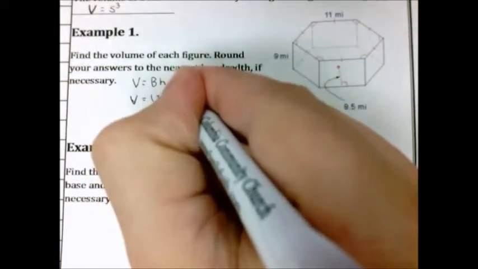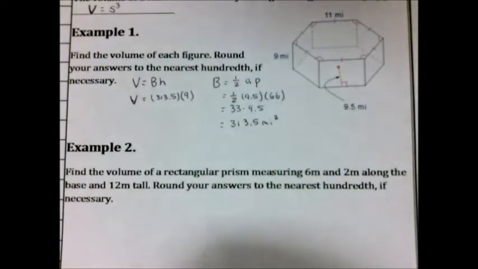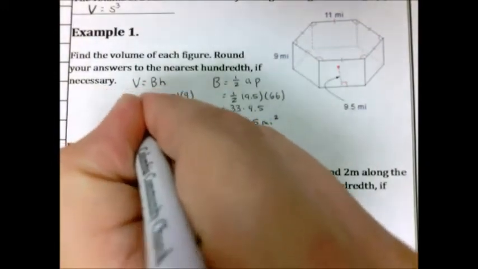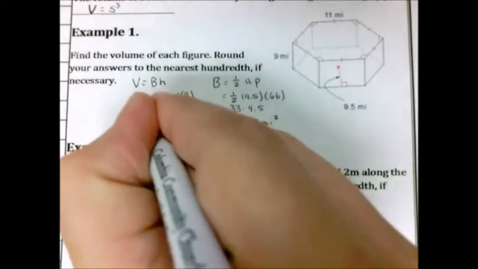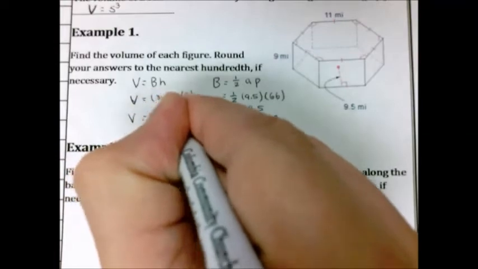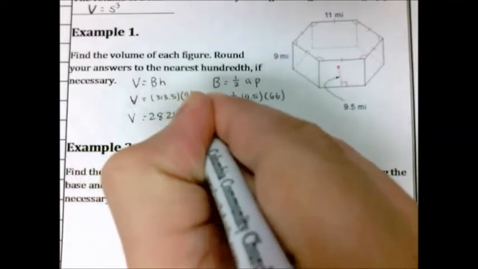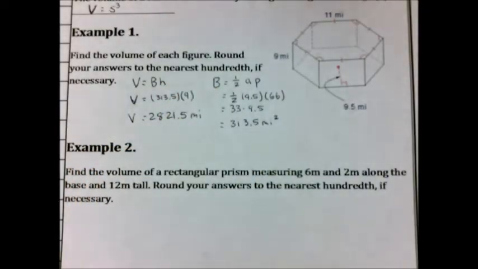So we have to just multiply that by 9. And if we end up doing that, what we end up getting is 2,821.5 miles. And here's the difference now. We are using 3 different dimensions in order to figure out what the volume of this shape is.